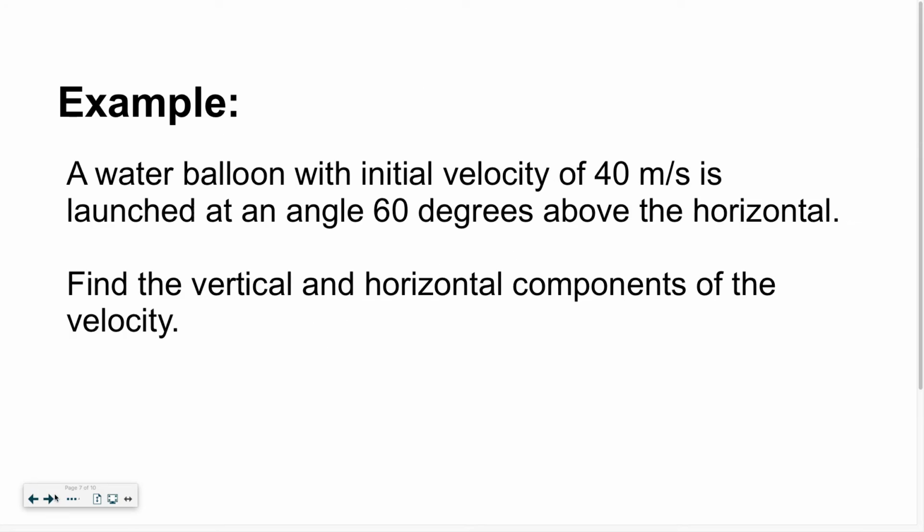And this will be our first example. It's going to be a water balloon with an initial velocity of 40 meters per second, launched at an angle 60 degrees above the horizontal. Find the vertical and horizontal components of the velocity. If you want to jot some little bits of the story down, you can.